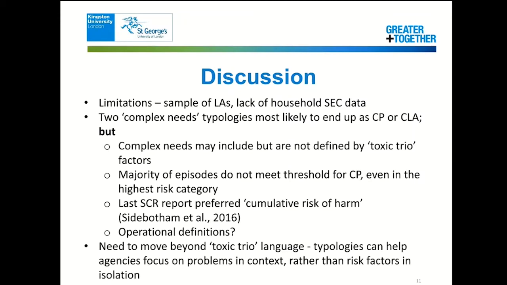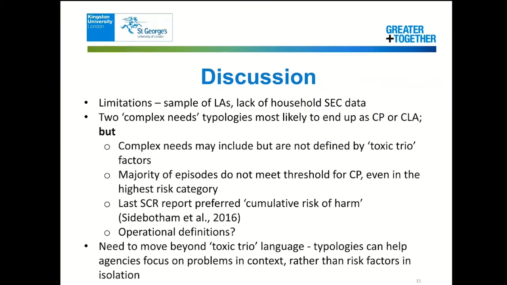Now, the 2 complex needs typologies, obviously, if you're a social worker thinking about risk, these are the ones that immediately strike you. They're the ones most likely to end up as child protection or result in an episode of care. But they don't really match up to this exclusive focus on the toxic trio that we've kind of got used to in the world of child protection. For one thing, complex needs may include, but they're not strictly speaking defined by the toxic trio factors, and that's certainly the case for the highest risk category. Moreover, the majority of episodes don't meet the threshold for child protection, even in the highest risk category.